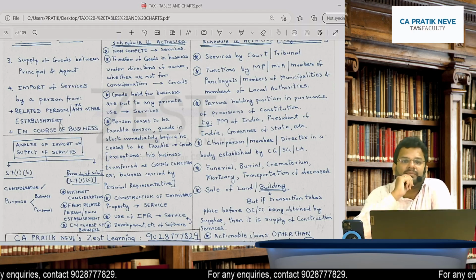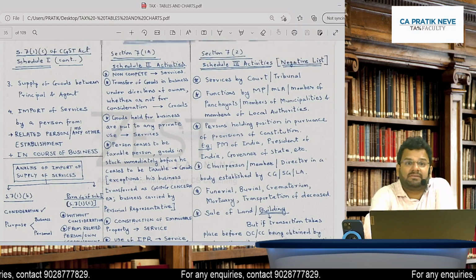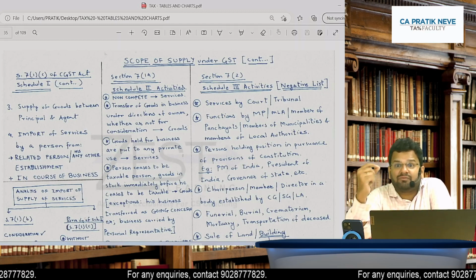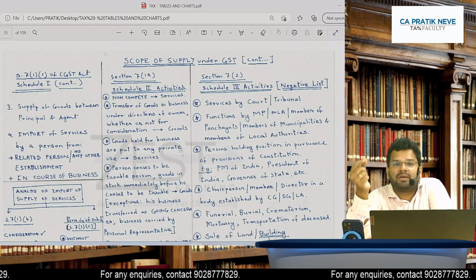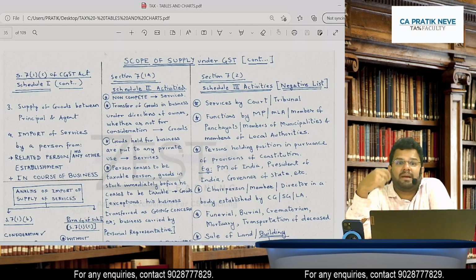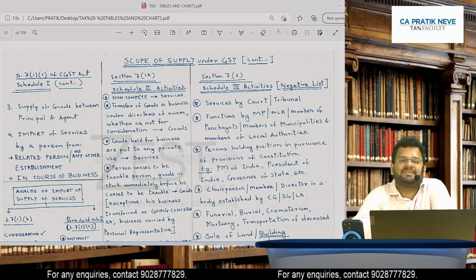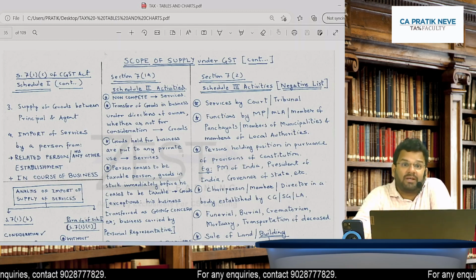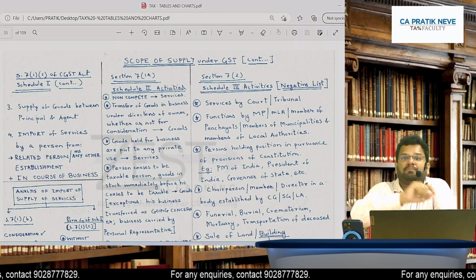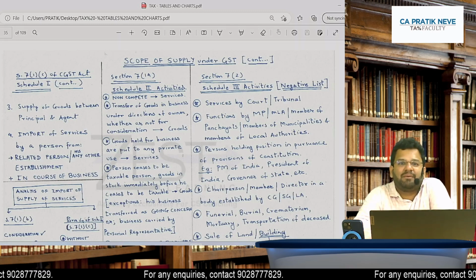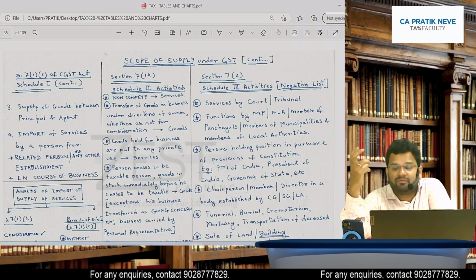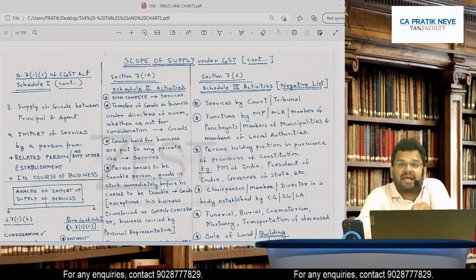Got it? One more thing I want to tell you is, if we are talking about a gift given by an employer to an employee, now employer and employee are related persons under GST, so this will be called as supply. But there is a proviso that it will not be supply if the value of gift is not exceeding rupees dash.